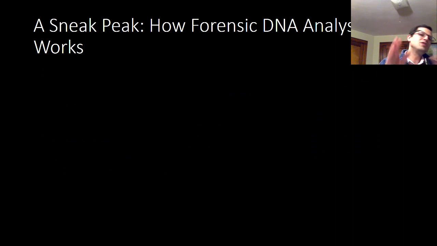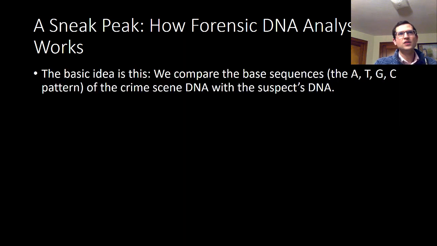So, we're nearing the end of today's video, but I want to give you a little sneak peek, just a taste of what's coming next, how DNA analysis really works. So the basic idea is this: we're going to compare the base sequences, that's the A's, the T's, the G's, and the C's, that pattern from the crime scene DNA with the same pattern from the suspect's DNA. And we're going to look, are they the same or not? If the base sequence is exactly the same in the crime scene DNA and the suspect's DNA, then that means it's their DNA.